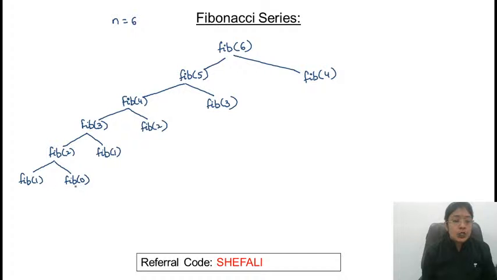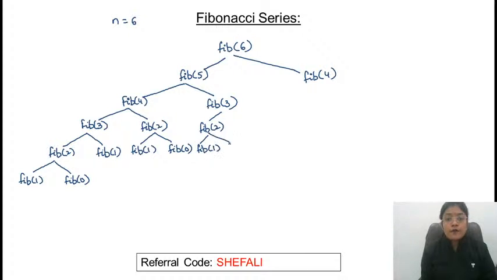Now this is a termination condition, this is a termination condition, this is also a termination condition. This will be expanded to Fibonacci of 1 and Fibonacci of 0. This is over. Fibonacci of 4 is expanded. Now go to Fibonacci of 3. This will make a call to Fibonacci of 2, Fibonacci of 1 and Fibonacci of 0.